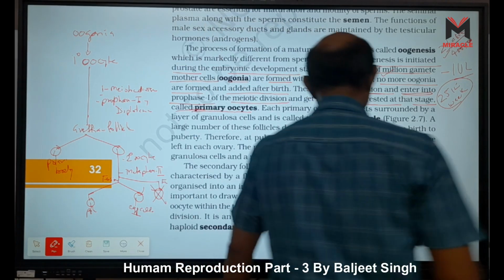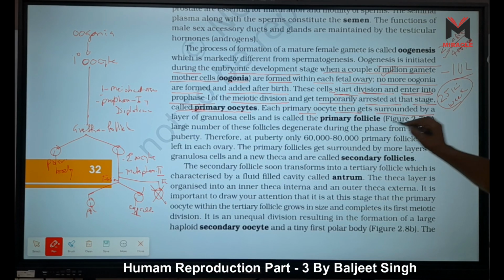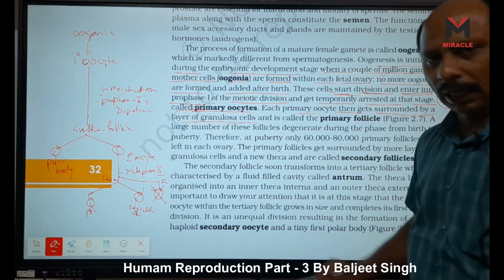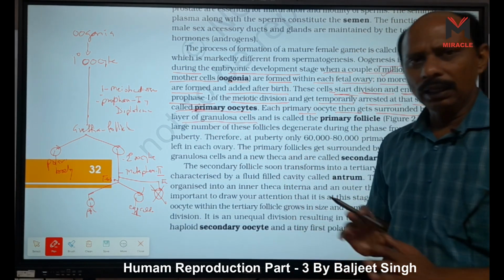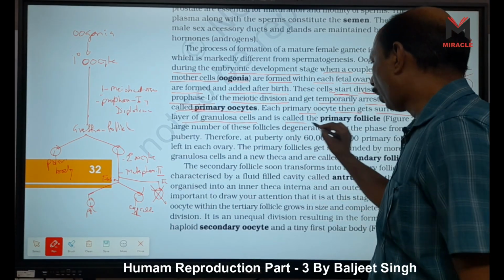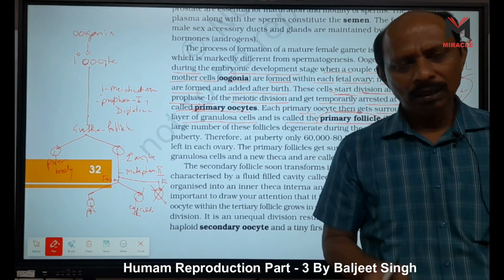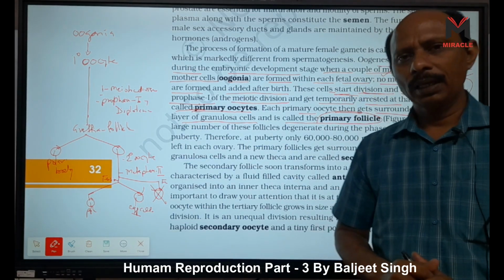That is here. What is given? Each primary oocyte then gets surrounded by a layer of granulosa cells. I will also tell you after this reading how a Graafian follicle is developed, right? And it is called a primary follicle. Primary follicle means granulosa cells are present, but the antrum is absent, right?